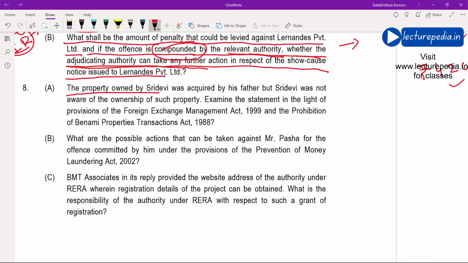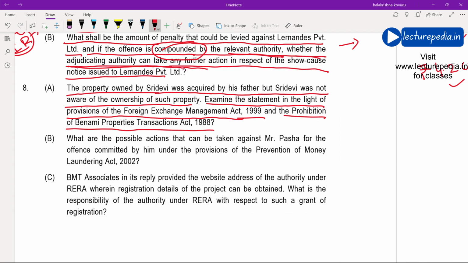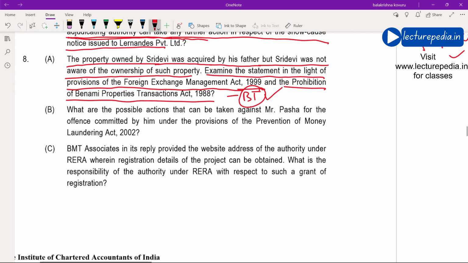The property owned by Sri Devi was acquired by his father, but Sri Devi was not aware of the ownership of such property. Examine the statement in the light of provisions of Foreign Exchange Management Act 1999 and the provisions of Benami Property Transaction Act. We have already discussed this in the case study. Since Sri Devi is not aware of the fact that there was a property in her name, such property will be treated as a Benami property and such transaction is a Benami transaction. Hope that is clear. Next question.